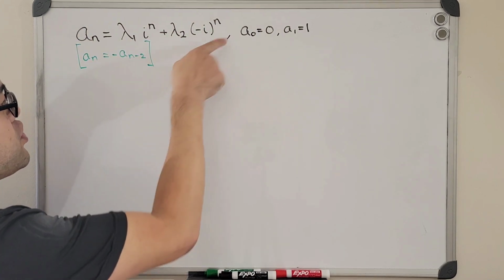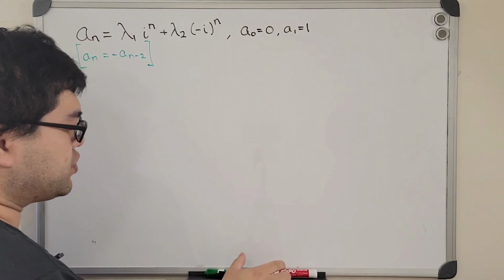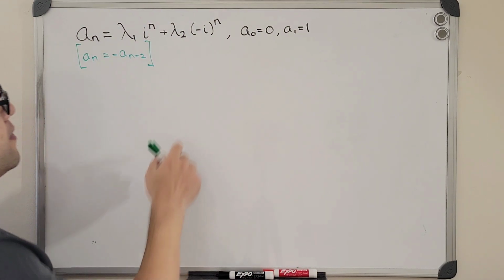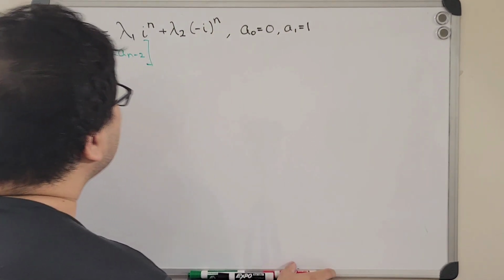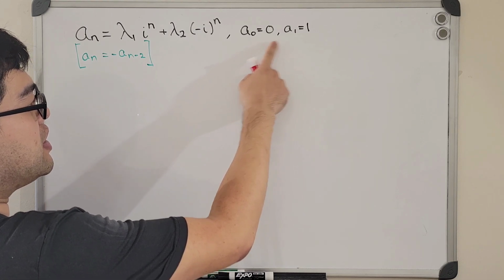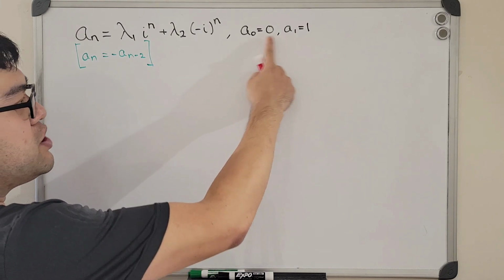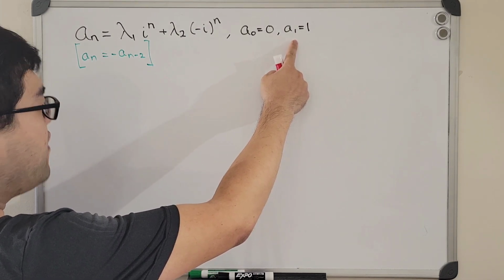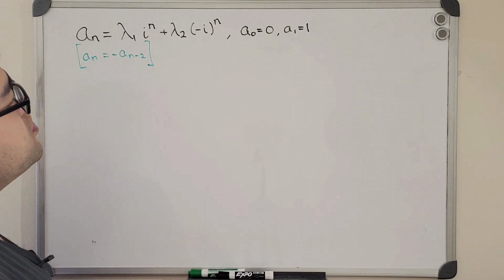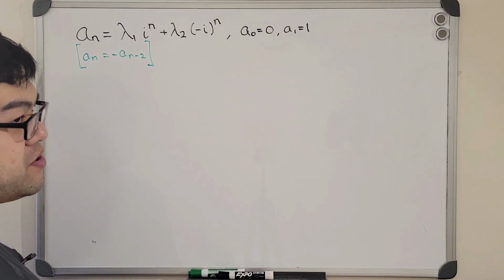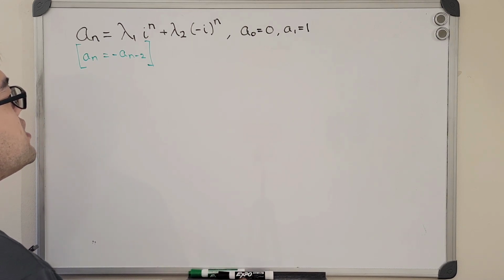So how do we use this idea to get the unique solution? Well, all we need to do is substitute the initial conditions that we have here into our explicit solution, or general solution. So what do we get?